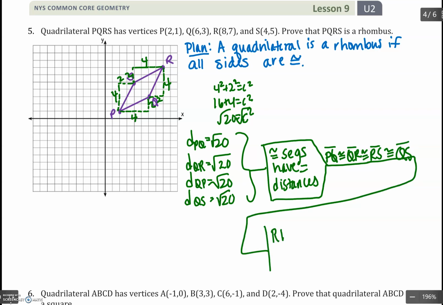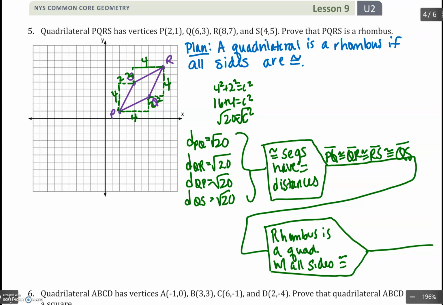And then a rhombus is a quadrilateral with all sides congruent. Since I have all sides congruent, PQRS is a rhombus. Pause it if you want to copy this one down.